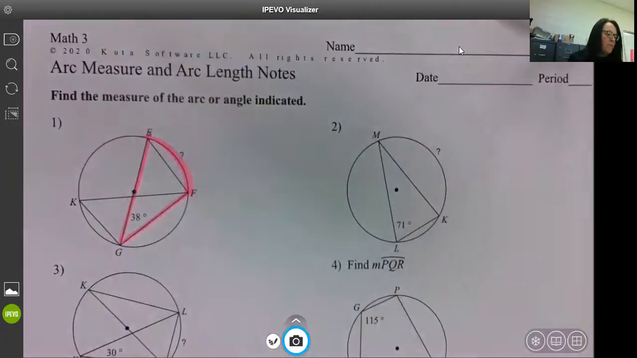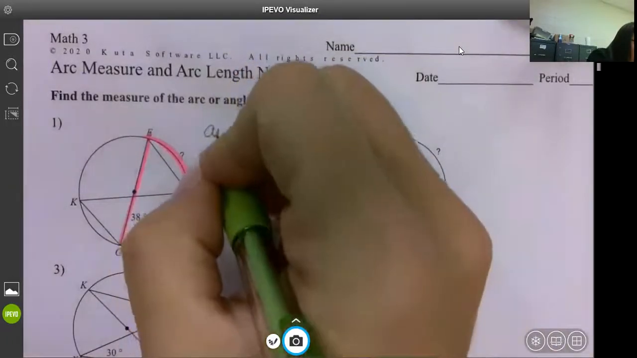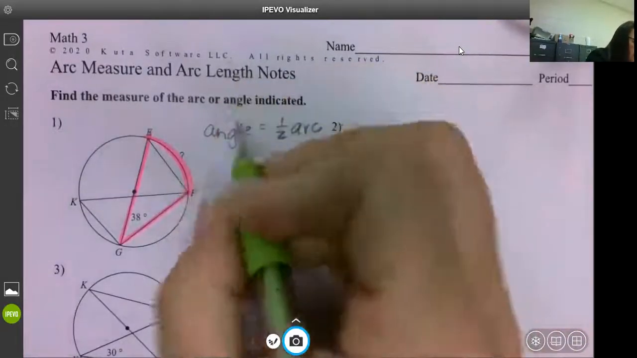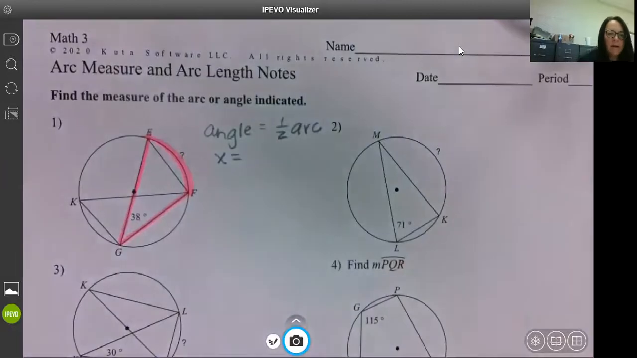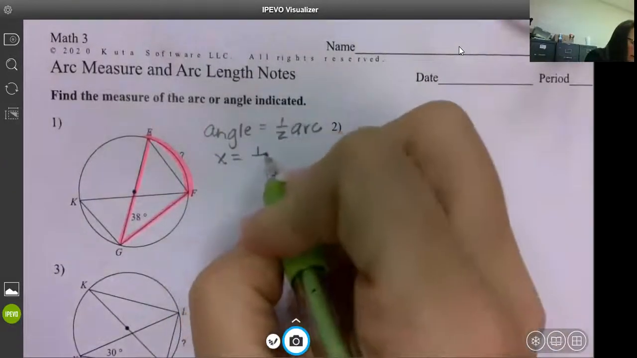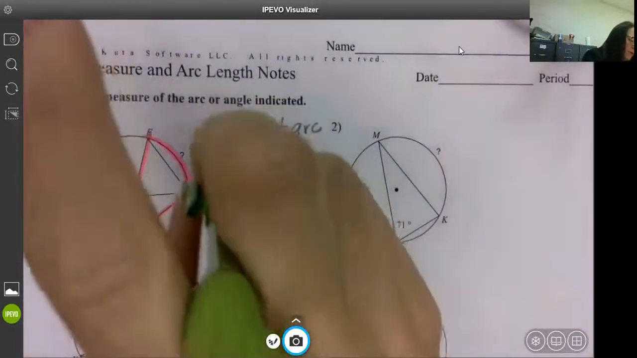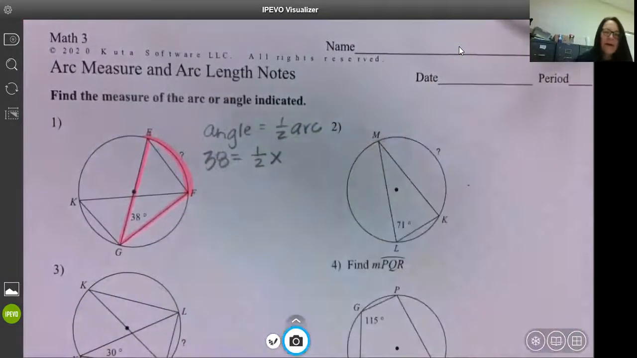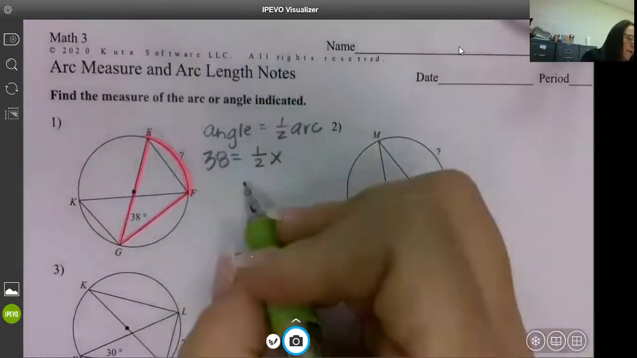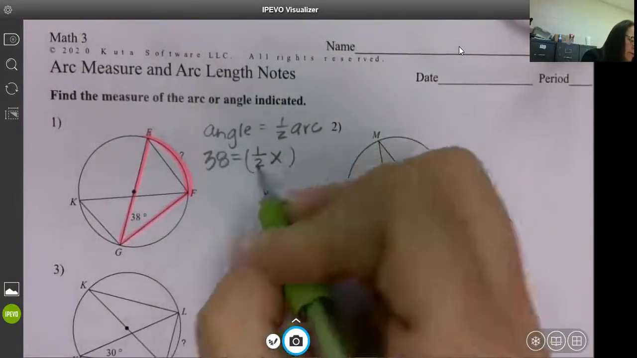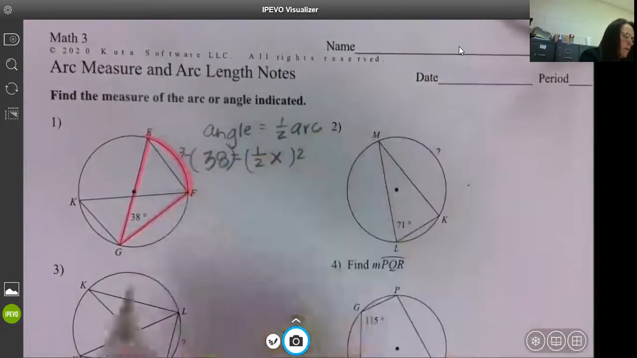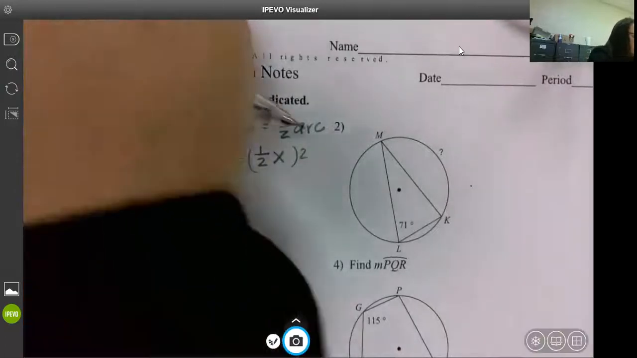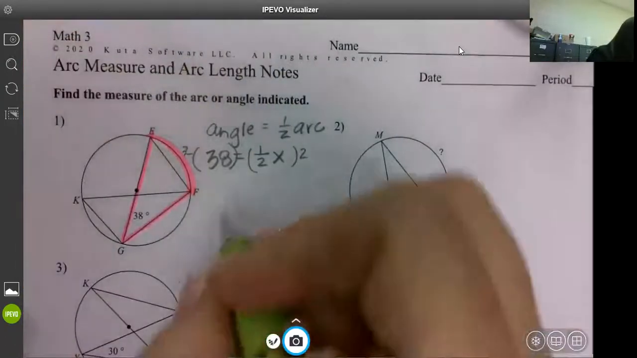So one more time. Angle equals half the arc. So we don't know our arc, we can put an X there. It doesn't matter, you can just leave it blank. Sorry, we do know our angle is 38, equals half X because we don't know our arc. And then we just multiply both sides by 2. And then 38 times 2 is 76.